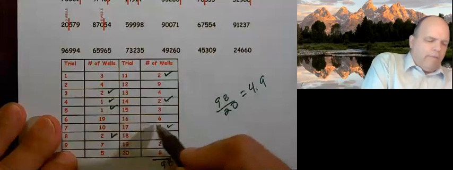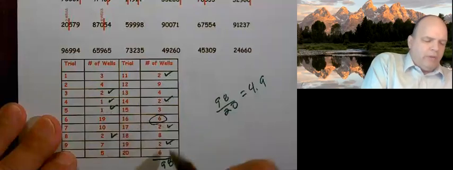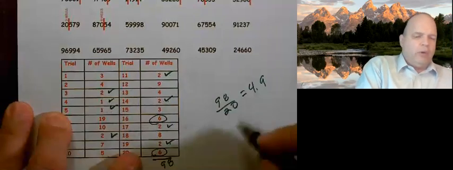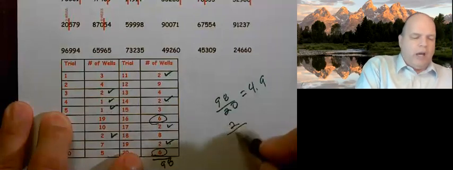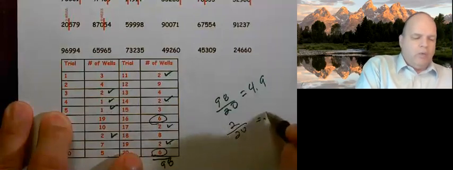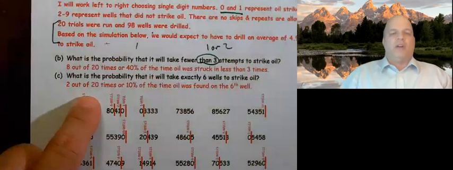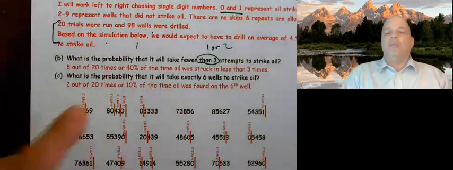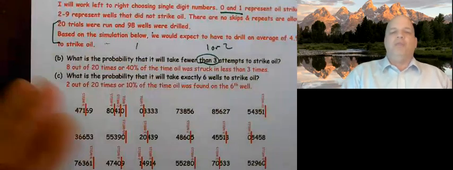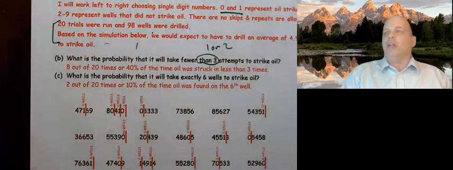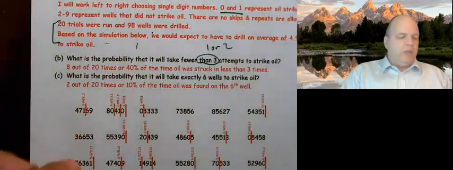And then here I find we have 1 that happened on 6, and then the very last one happened to be 6. So it happened 2 times out of 20, which is 10% of the time. So the probability of striking oil on exactly the 6th time is 2 out of 20, or 10%. So about 10% of the time we expect to strike oil on the 6th one. And that is a simulation.